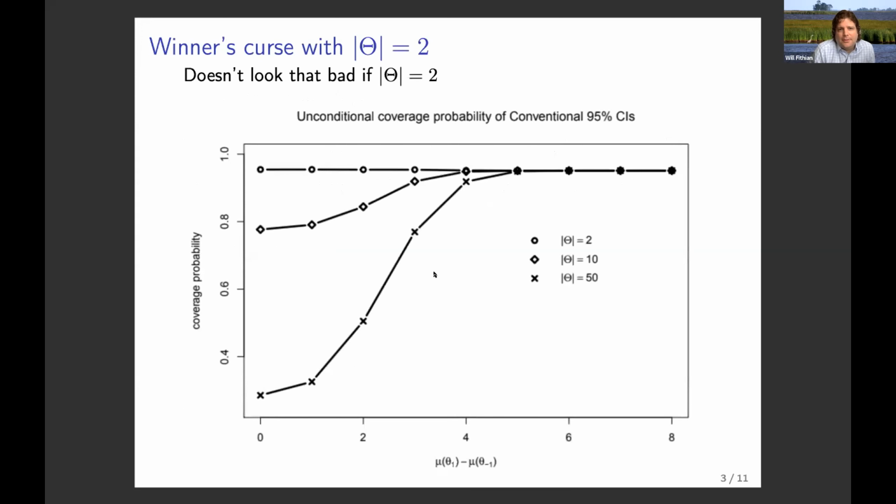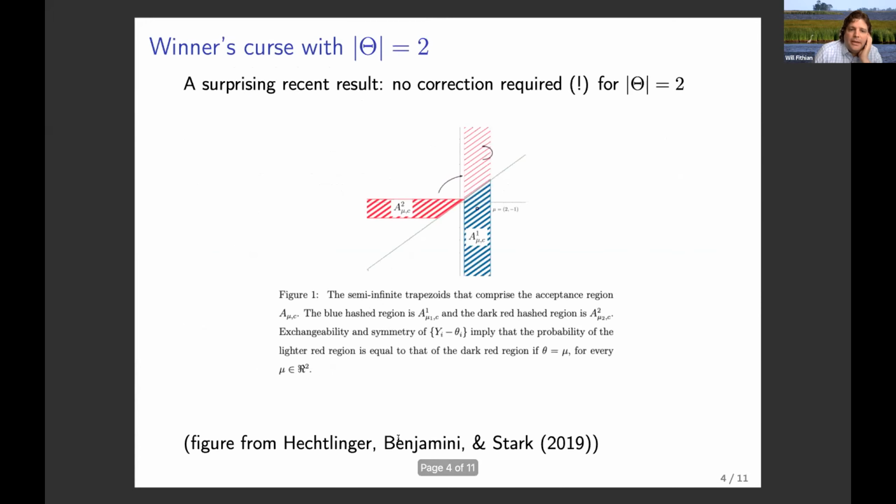I'll start with the winner's curse. It sounds very obvious, but there are actually surprising phenomena. As Isaiah mentioned, there isn't actually undercoverage if there are only two treatments. So how could this possibly be? Well, there's a nice recent paper by Yotam Hecklinger, Yoav Benjamini, and Philip Stark, and they show that you can think of it as a method that has this very weird acceptance region.